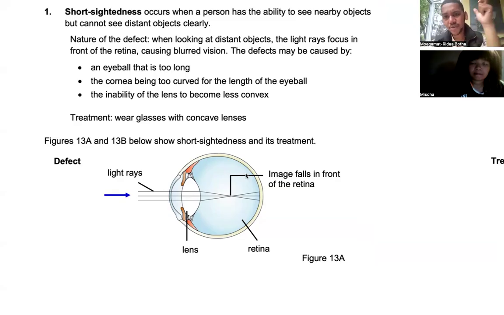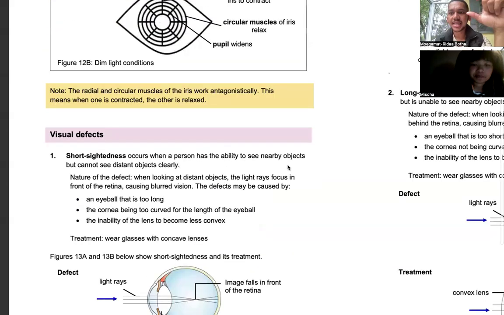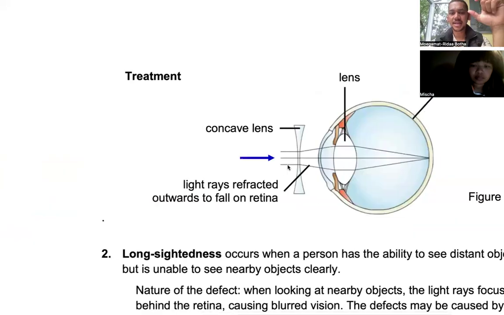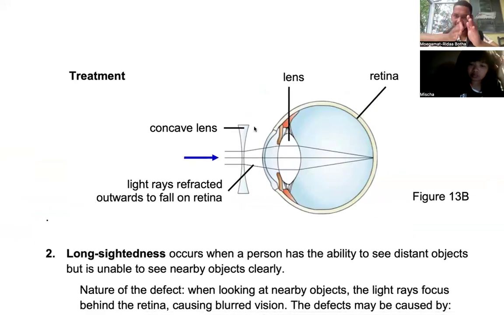The treatment of short-sightedness is to wear glasses with concave lenses. As you can see over here, concave lenses, so it caves in.